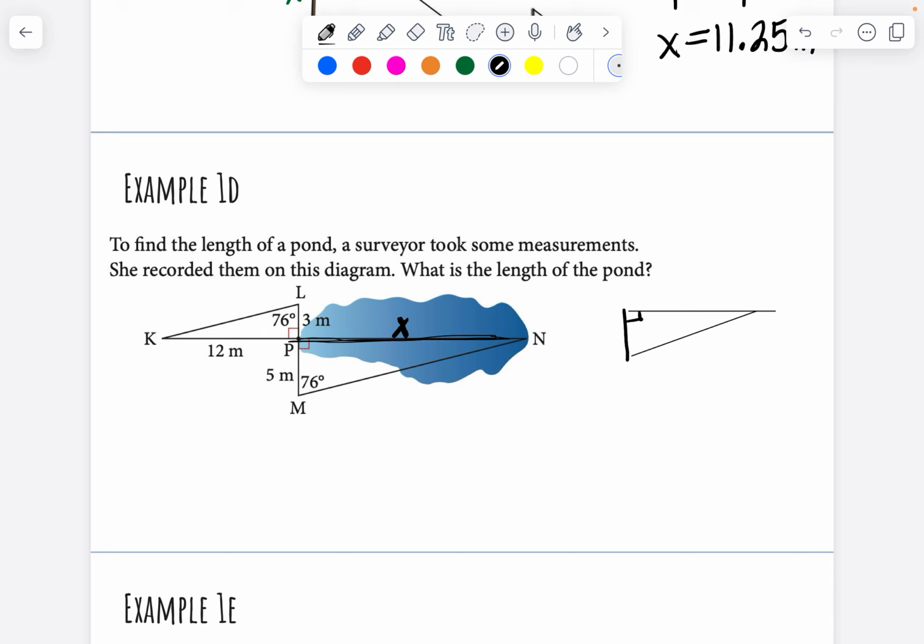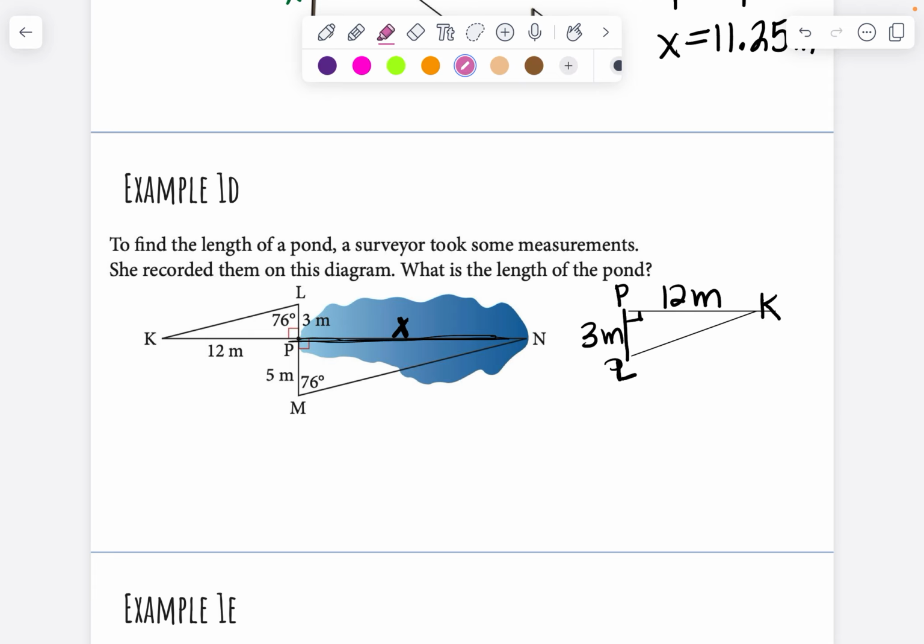I can see that the right angle is at P. The shorter side is from P to L, which means this is K. It looks like from L to P is 3 meters, and from K to P, oops, I messed up my L and my P. There we go. P is at the right angle, and then that's L. So from K to P is 12 meters.